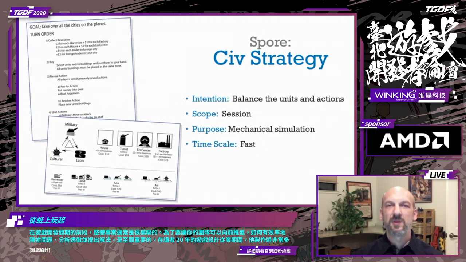The scope, which was meant to be a single session, turned into a conversation about the game as a whole. And what should have been a fast, mechanical simulation became an abstract discussion about the core concepts of the game. So, sometimes you may not achieve your stated goals, but you can still learn a lot if you're flexible and keep an open mind.